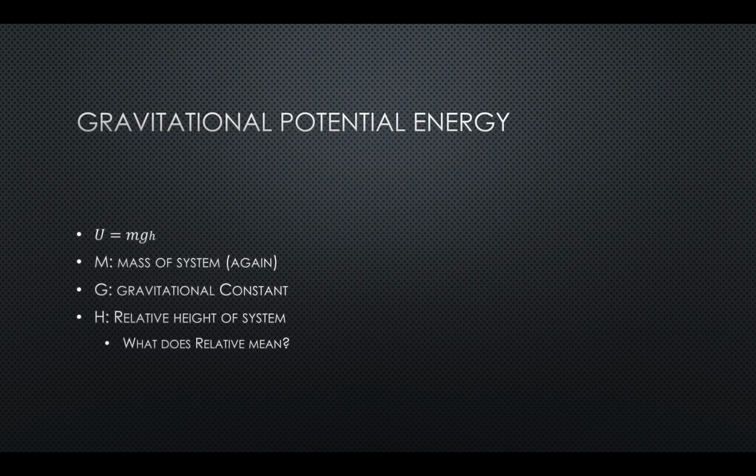Now let's talk about gravitational potential energy. Gravitational potential energy is given by the relationship mgh, where once again mass is m, and g is the gravitational constant. More often than not, we'll see that as 9.81 meters per second squared. You can also get that in US customary inches and other different unit systems if you just do a quick Google search. Now, h is the relative height of the system.